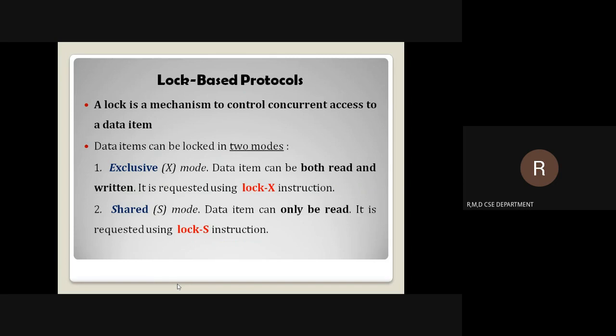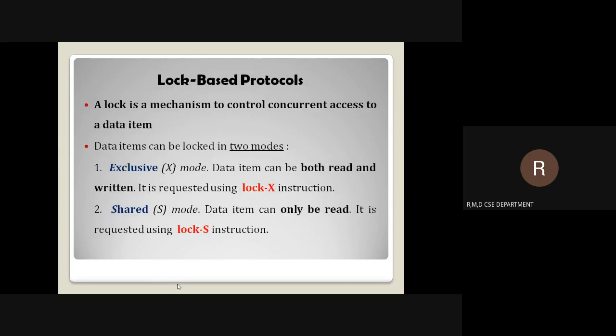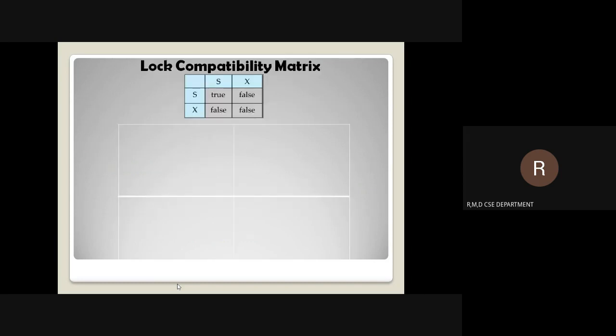The exclusive lock is requested using the lock-x instruction, and the shared lock is requested using the lock-s instruction. The lock requests are always made to the concurrency control manager, and the concurrency control manager will grant the lock upon checking the compatibility of the locks. Now, we'll understand the compatibility of the locks. This is a matrix that is given for lock compatibility. So, I'll explain what it is.